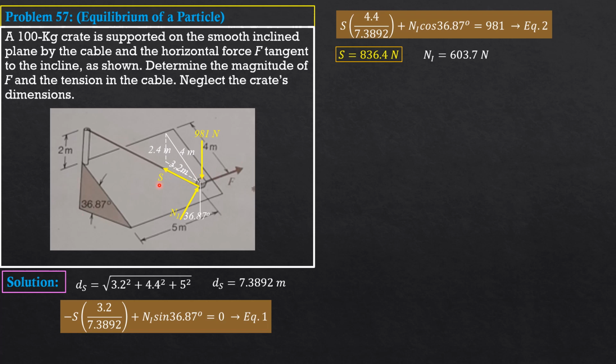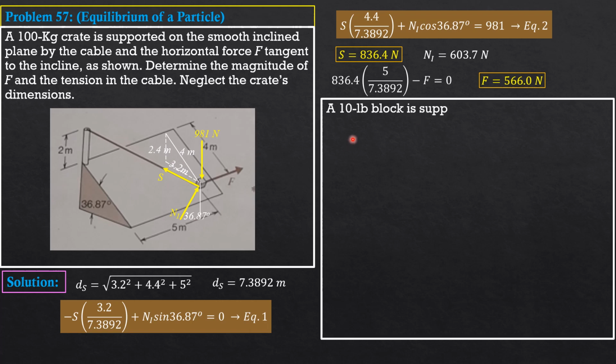The component of S is, as I said, S times 5 over distance, then minus F equals 0. So 836.4 times 5 over distance 7.892 minus F equals 0. From there we can solve for F. F is 566.0 newtons. So that's it for this problem.